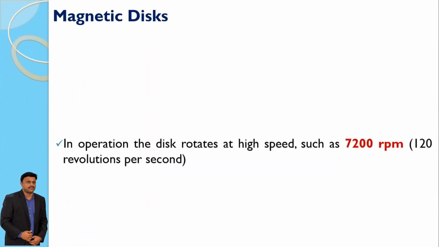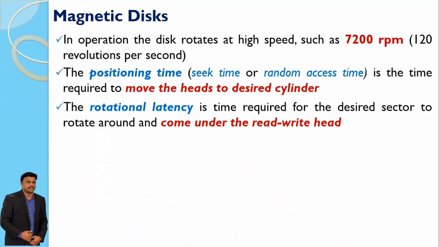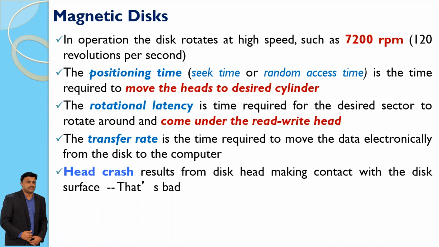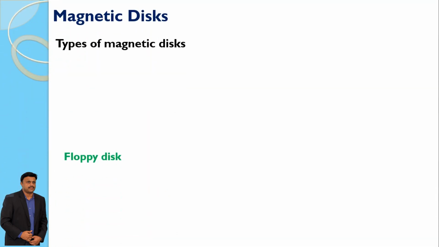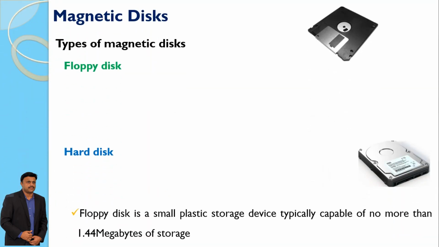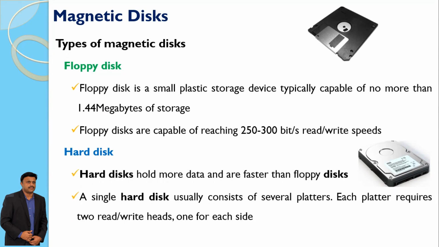Magnetic disks operate at high speeds, with positioning time, rotational latency, and transfer rate affecting performance. Head crashes can occur when the disk head makes contact with the disk surface. There are different types of magnetic disks, such as floppy disks and hard disks. Floppy disks are small and have limited storage, while hard disks hold more data and are faster.